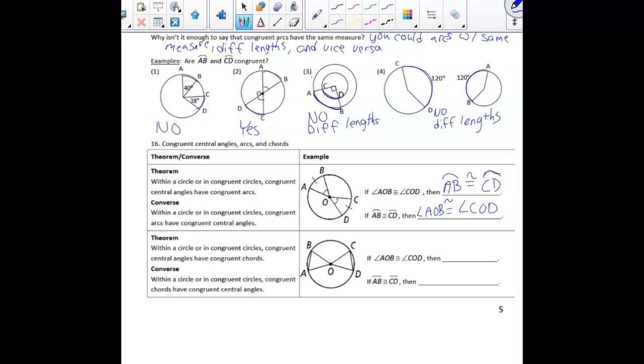Okay, the next theorem, within a circle or in congruent circles, congruent central angles have congruent chords. The converse of that is also true. So, these two angles are congruent. Therefore, these two chords are congruent. So if the central angles are congruent, then line segment AB, or chord AB in this case, is going to be congruent to chord CD. The converse of that is also true. If the two chords that are formed are congruent, then the central angles will also be congruent. So basically, the angles create the chords.